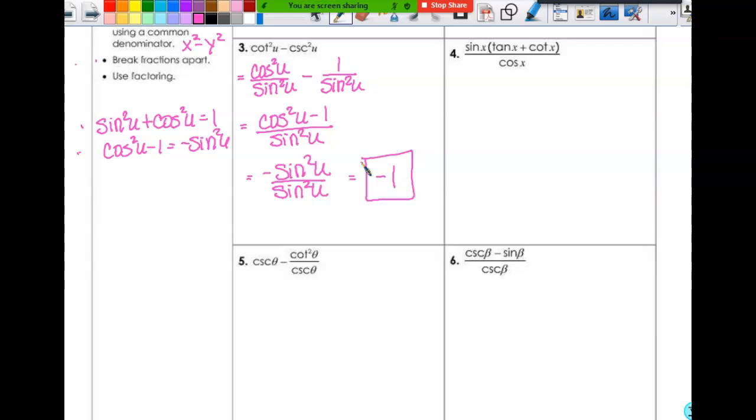I could change tangent and cotangent into sine and cosine, which again, absolutely nothing wrong with that. But then I know I'd have a fraction and a fraction. You can't always avoid that, but I think most of you, if you can avoid it, are going to try and avoid it. And that's fine. I would too if I don't have to make it harder. So I'm going to change this to something that most of you probably wouldn't necessarily think to do at this time. This is the same thing as the sine of x over cosine x times tangent x plus cotangent x.